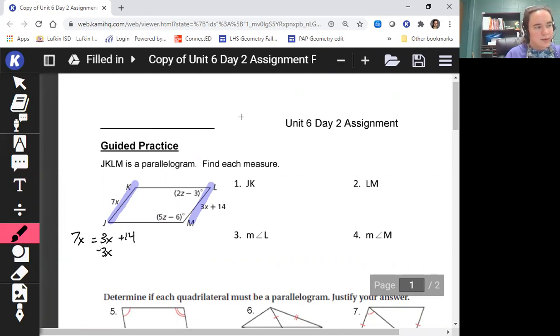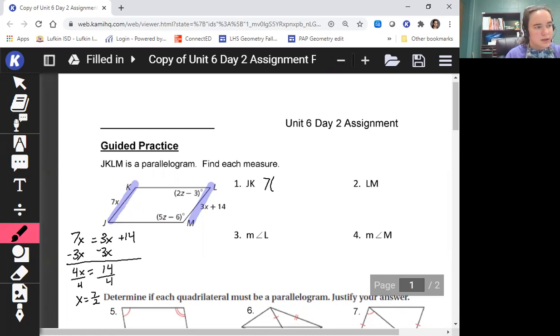Subtract 3x from both sides. So we have 4x equaling 14. Divide by 4 on both sides. So we have x equaling 7/2. But we need to find JK, so we need to substitute that 7/2.